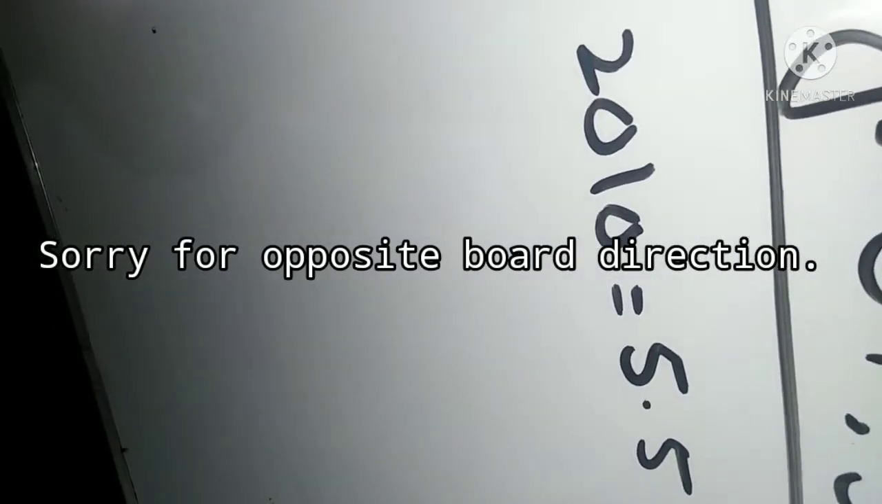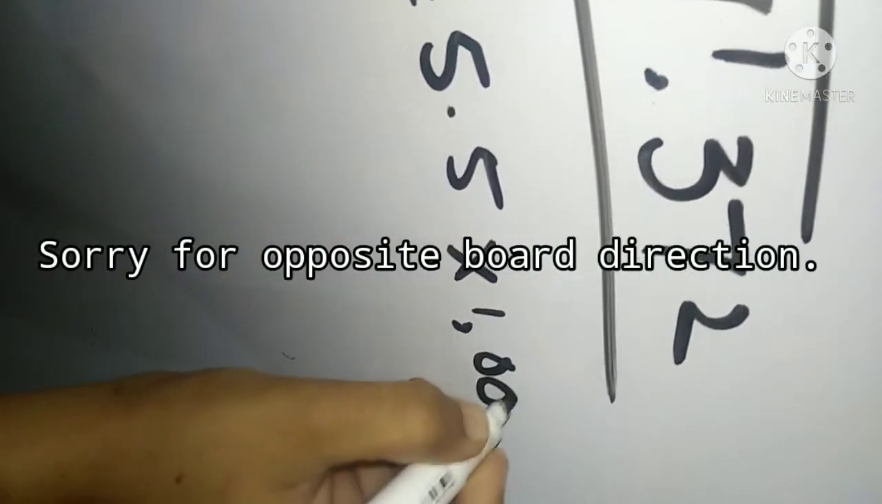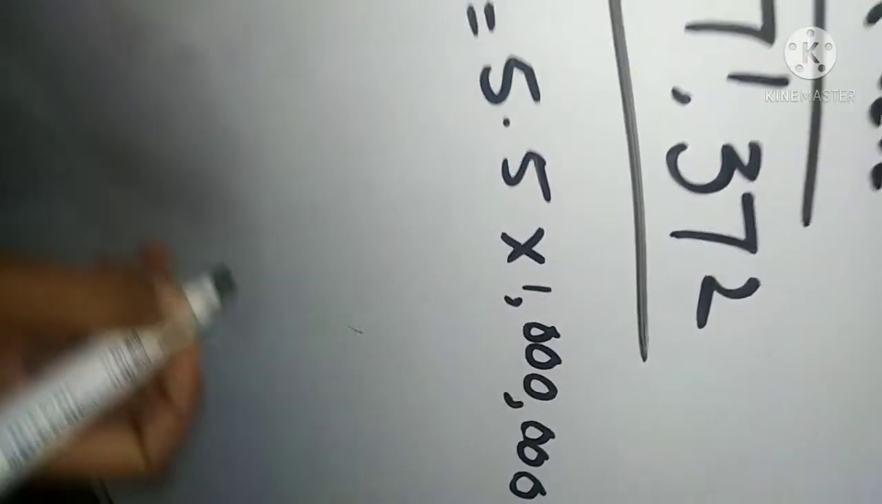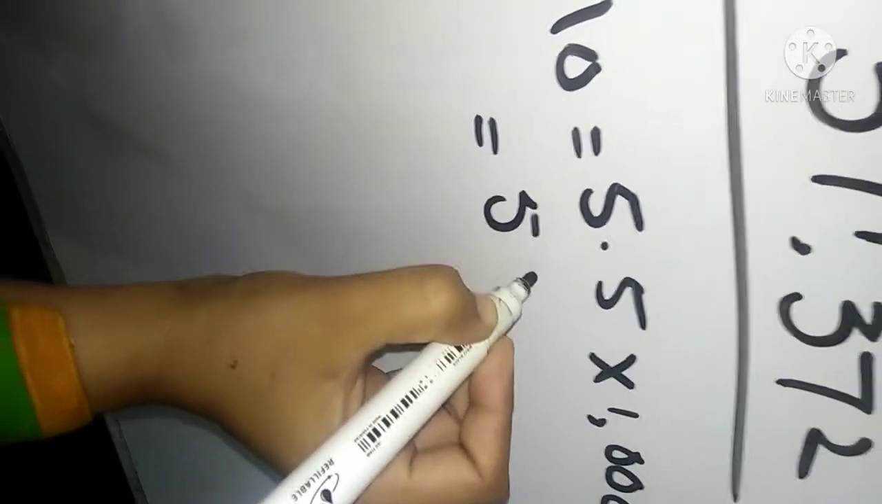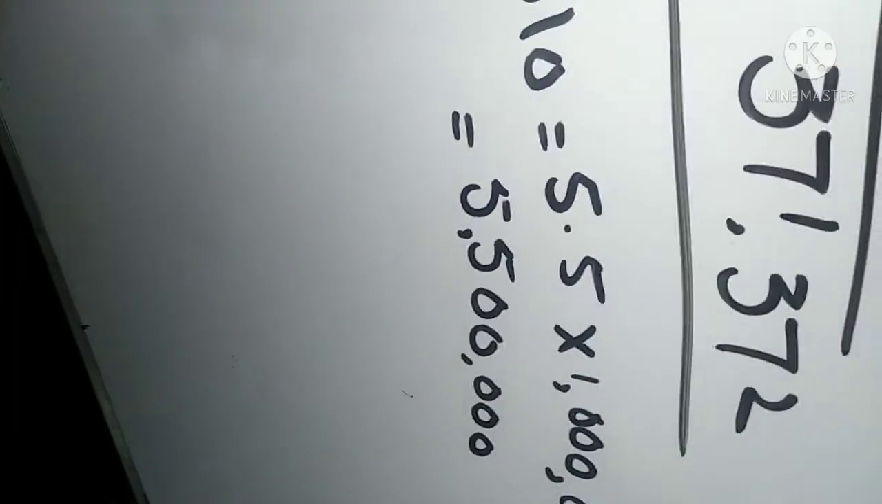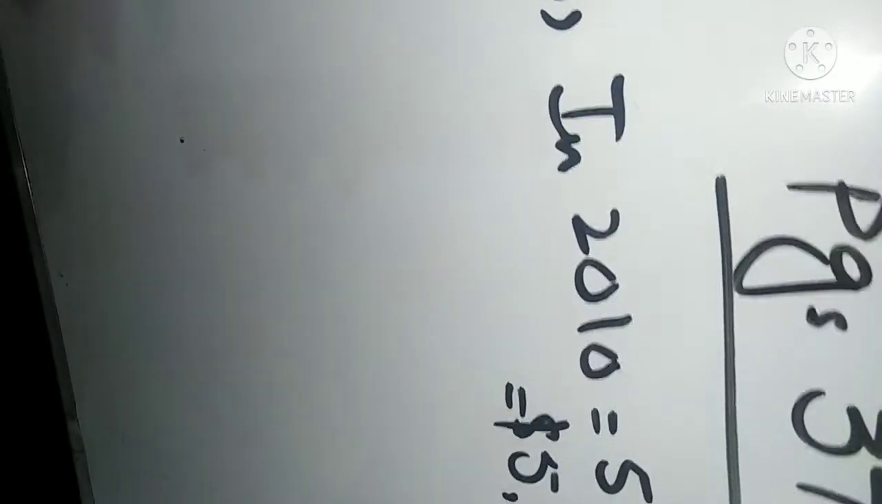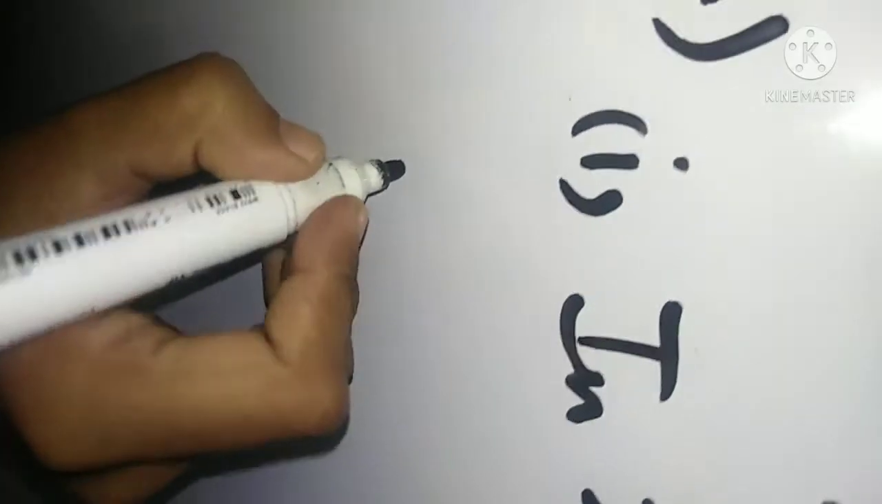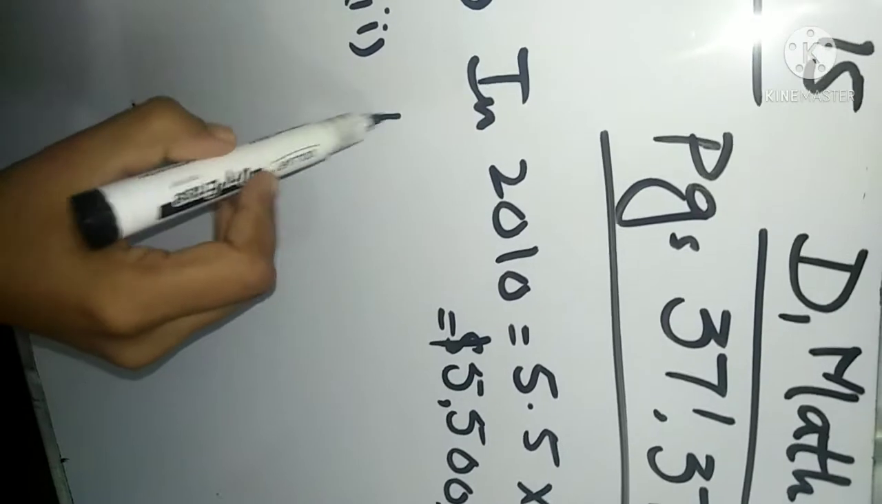So in 2010, 5.5 sacks are given. So you will multiply 5.5 with that number, that one sack is equal to $1 million. So we will multiply it with $1 million, and there are 6 zeros in 1 million: 1, 2, 3, 4, 5, 6. When you multiply it, you will get 5,500,000. So this is your answer. This is the profit that you have earned in 2010.